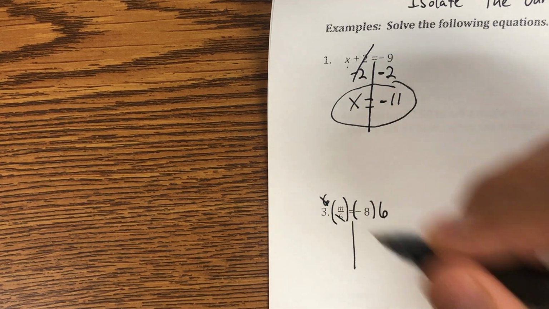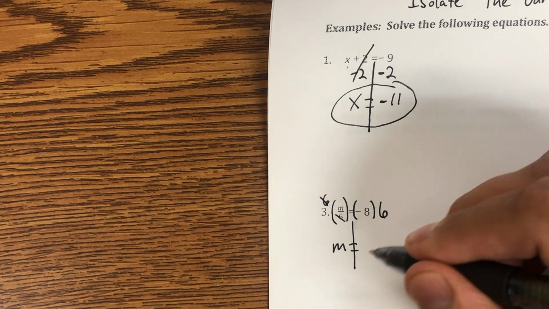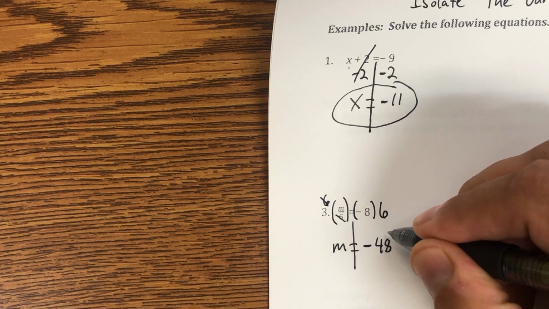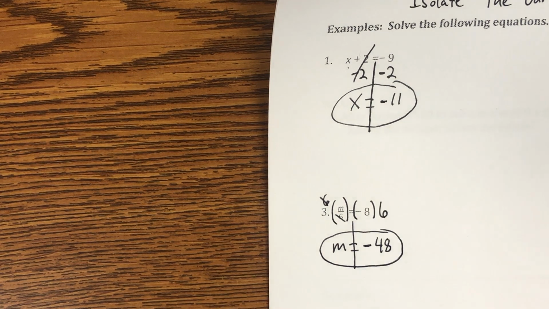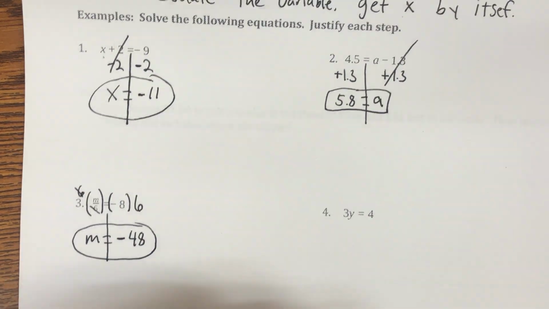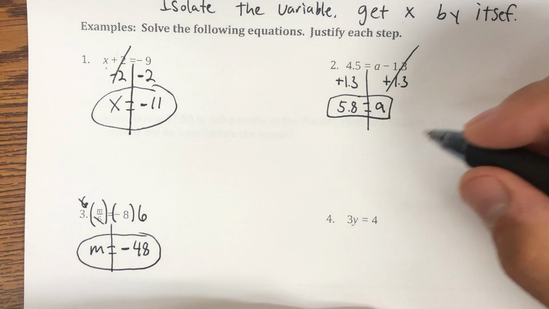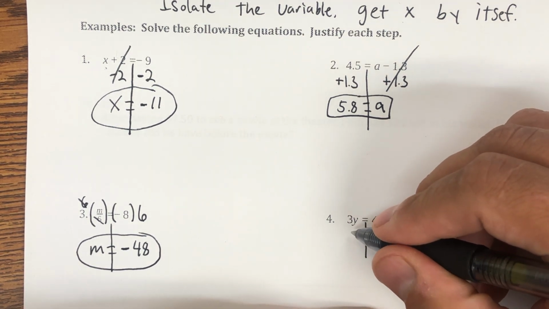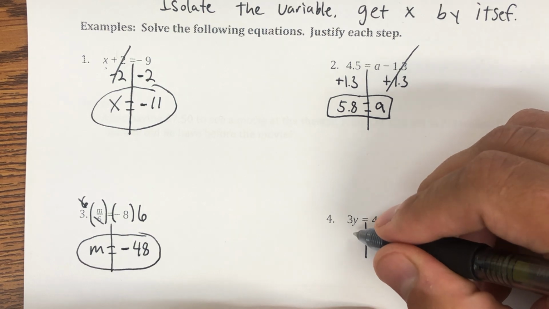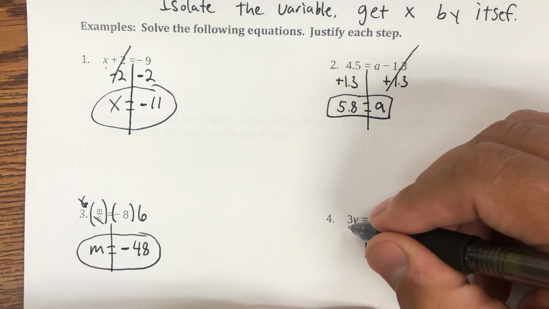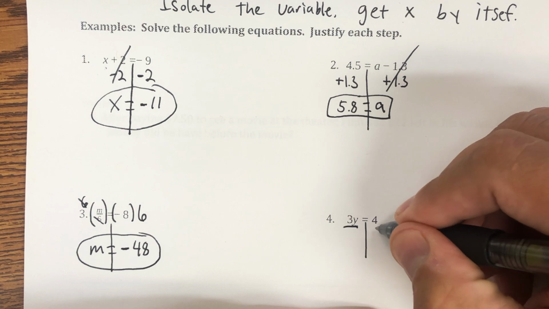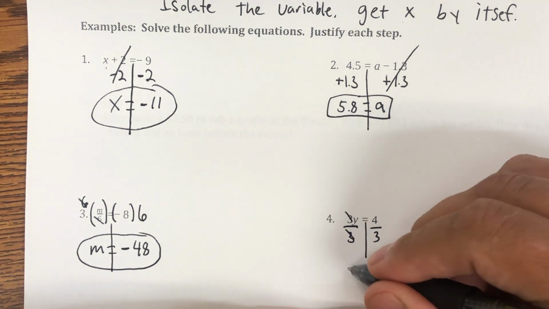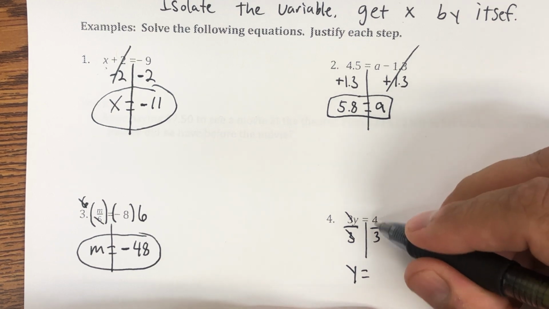So our 6's will cancel, and m is equal to negative 8 times 6, which is 48. We found it. Our next one says 3y equals 4. So we have to get rid of the 3. 3 next to the variable means 3 times y. The opposite of times is to divide, so I'm going to write a divide by making a fraction. Divide by 3, divide by 3. 3's cancel. y is equal to 4 over 3.